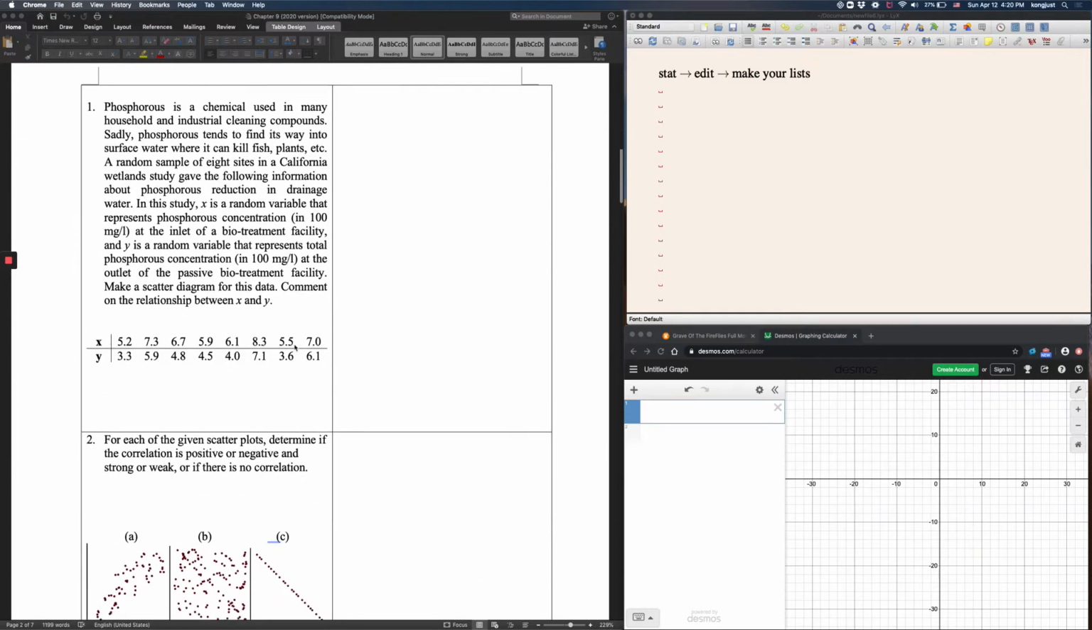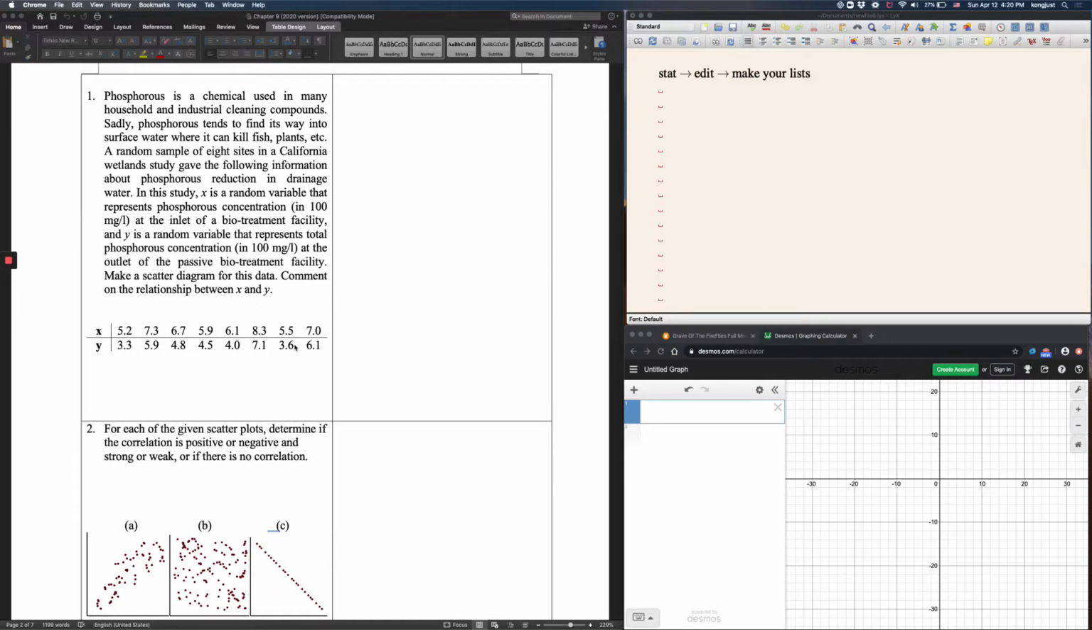Okay, question number 1. Phosphorus is a chemical used in many household and industrial cleaning compounds. Sadly, phosphorus tends to find its way into surface water where it can kill fish, plants, etc. A random sample of 8 sites in a California wetland study gave the following information about phosphorus reduction in drainage water. In this study, X is a random variable that represents phosphorus concentration in 100 milligrams per liter at the inlet of a biotreatment facility, and Y is the random variable that represents total phosphorus concentration, again in 100 milligrams per liter, at the outlet of the passive biotreatment facility. Make a scatter diagram for this data and comment on the relationship between X and Y.